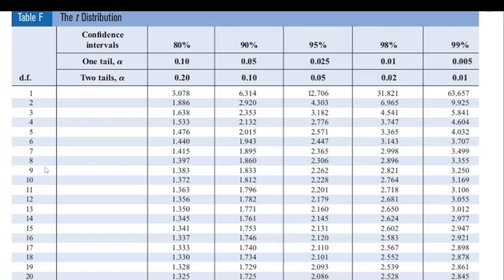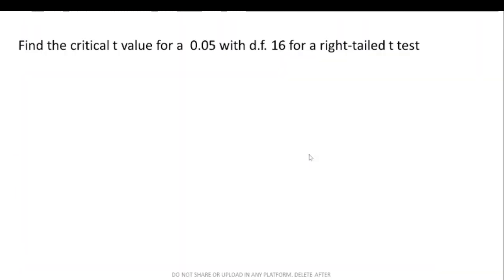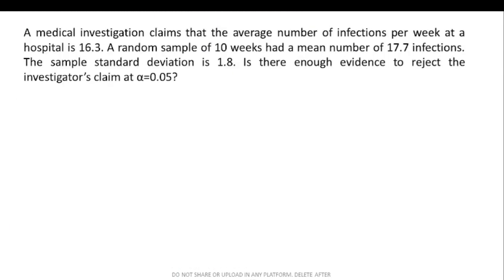So this is 7 and our alpha is 0.05. 2.365. This one. Dito, 2.365. So this is our alpha. So this is our critical t-value. Okay, so let's go back.